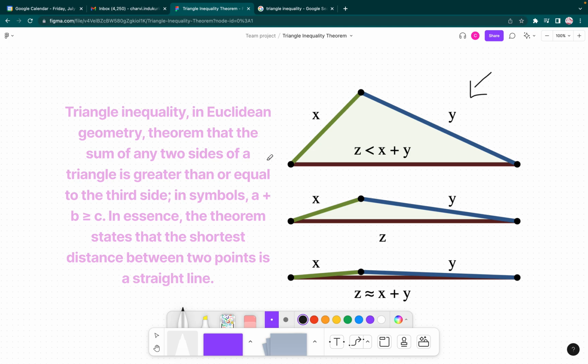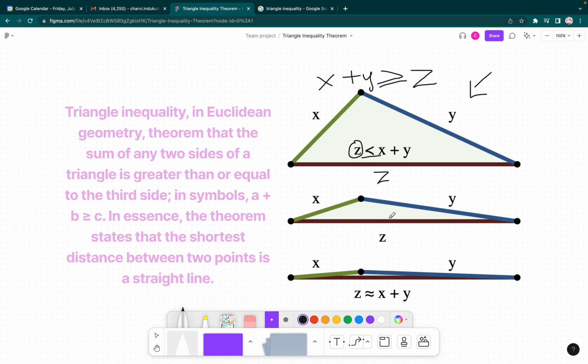So we've got X and Y. We're just going to use them as variables. So what they mean is X plus Y, so side X plus side Y is either greater than or equal to Z. This is side Z, the unknown side. So it's either greater than or equal to Z.